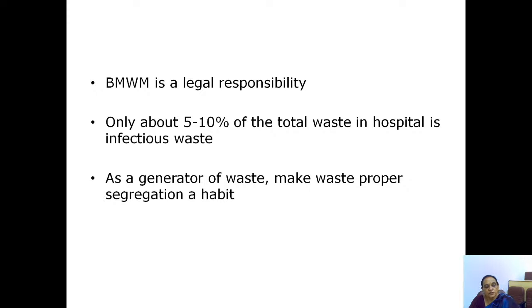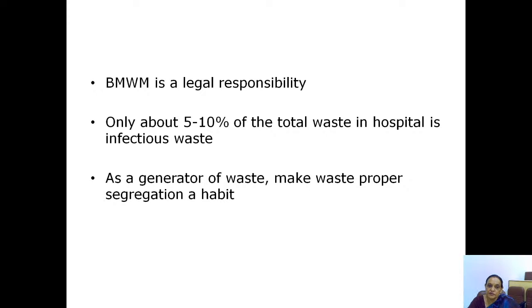Biomedical waste management is a legal responsibility. You must remember that we have to do it. There is no question of not being able to follow this or perform this duty. There is no reason to say I was very busy, so I left the needle in the treatment room, leave it to the sister. The generator of the waste is responsible for the segregation. So please remember that. For you that is important because that is where you come into the picture. The rest is the administrative aspects.